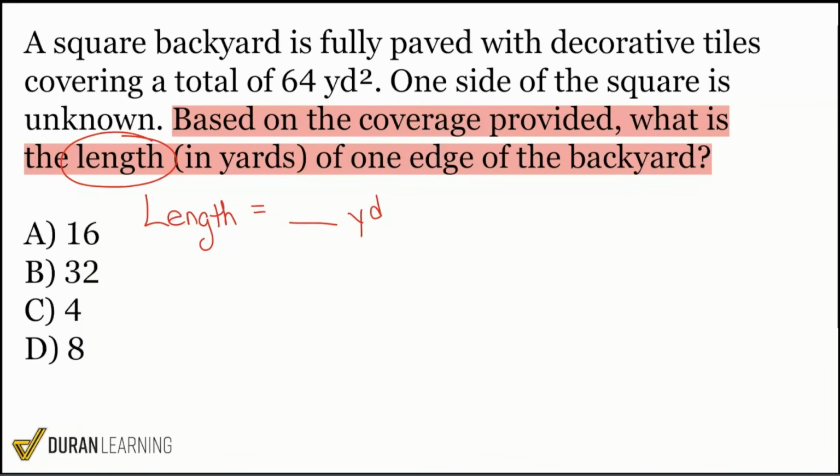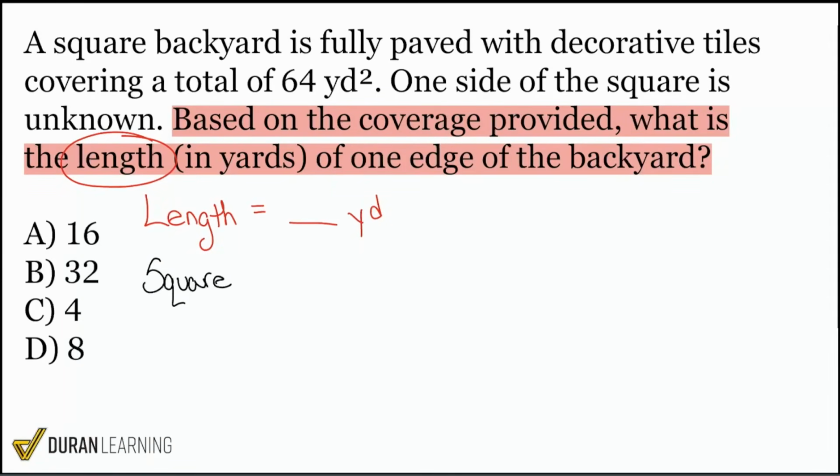Again, just process the question sentence. Now from there, let's read through and see what information we have. It says, a square backyard is fully paved with decorative tiles and covering. But first things first, everybody, we can confirm that we are dealing with a square. Yes or no? Yeah, absolutely. So let's write that down. Dealing with a square. Okay, great.